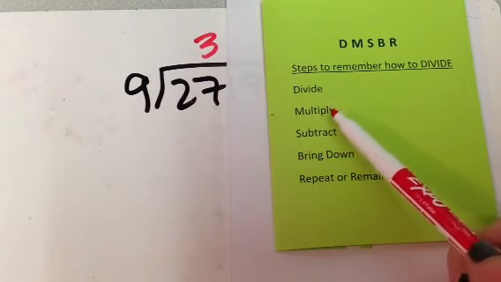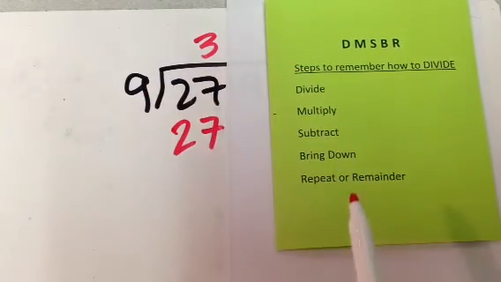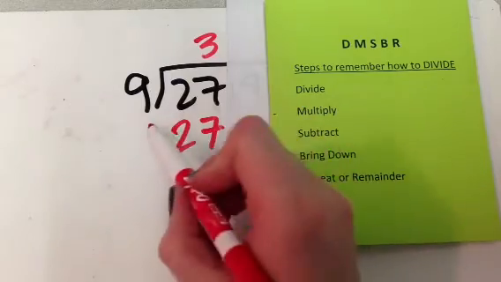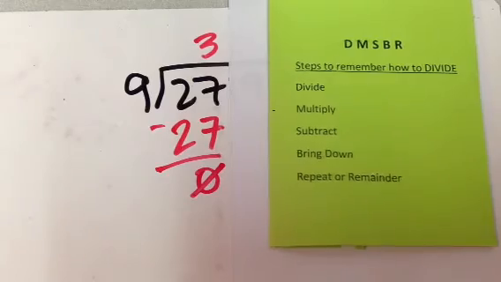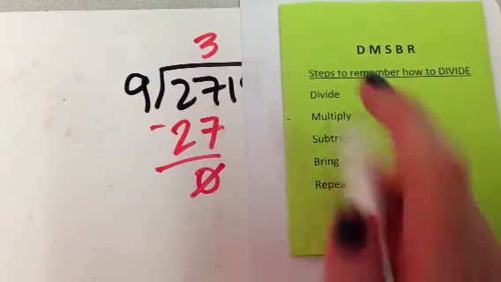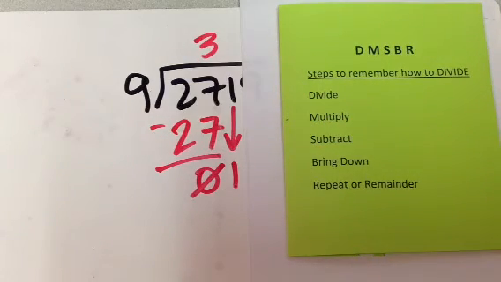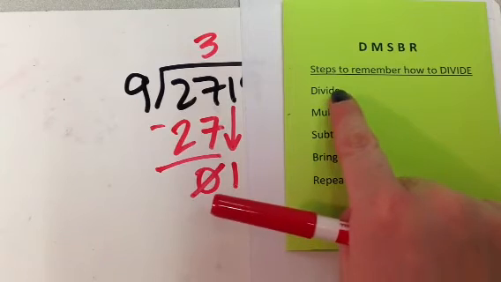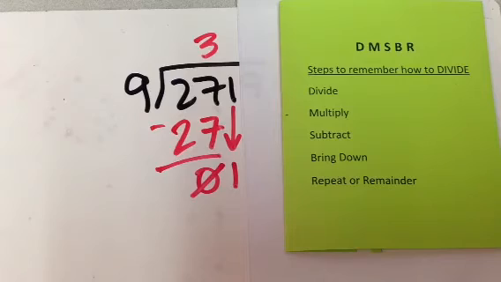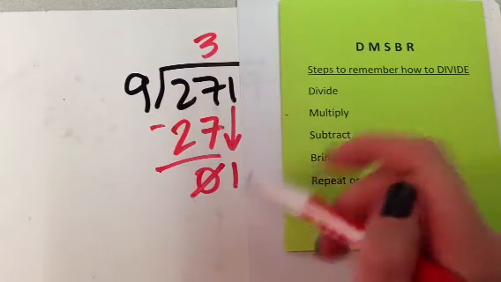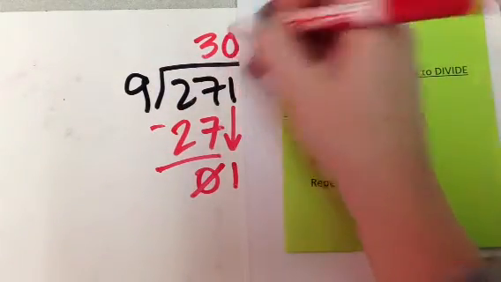That's my divide step. Now I'm going to multiply. 9 times 3, 27, right? I'm going to write it underneath. Now I'm going to subtract. 27 minus 27 is 0. So now I bring down. So I'm going to take my paper, move it over, drop that 1 straight down. And now I'm going to repeat. So I'll start back up here at the beginning. Can 9 divide into 1? Oops, no it can't, can it? 9 is larger than 1. So what that means is that 9 can divide into 1 0 times.